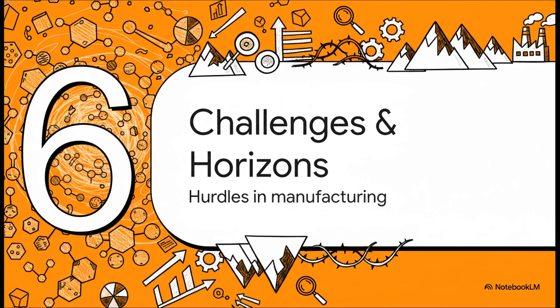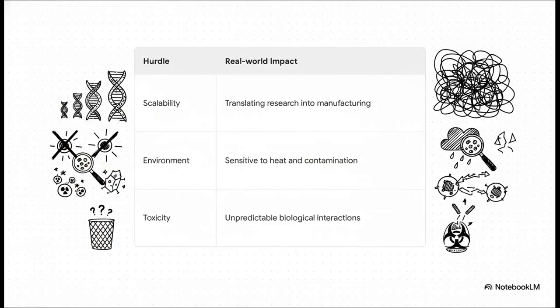Finally, we reach Section 6, Challenges and Future Horizons. Let's look at the actual hurdles ahead for nanomanufacturing. What you really need to take away from this explainer is that building at the nanoscale isn't just expensive, it is deeply, deeply complex. Scalability is a massive roadblock. I mean, getting DNA to fold nicely in a sterile lab is one thing. Mass-producing billions of perfectly identical nanodevices is a whole other beast.